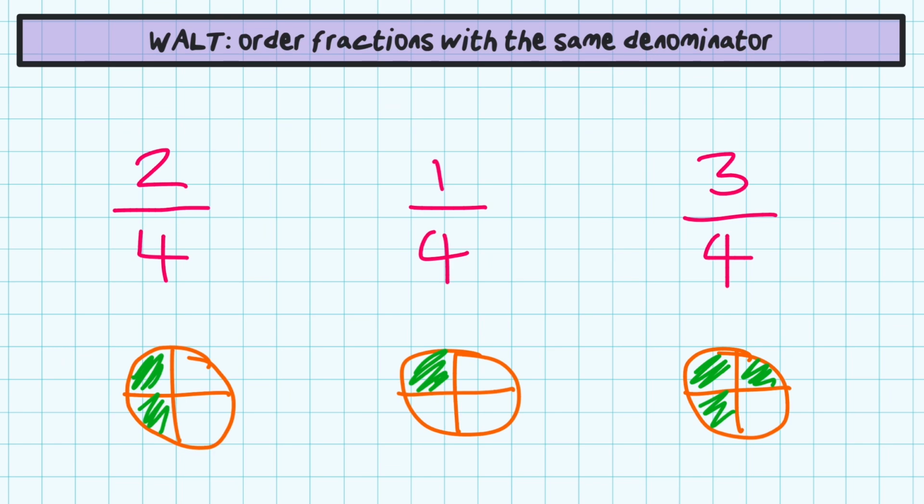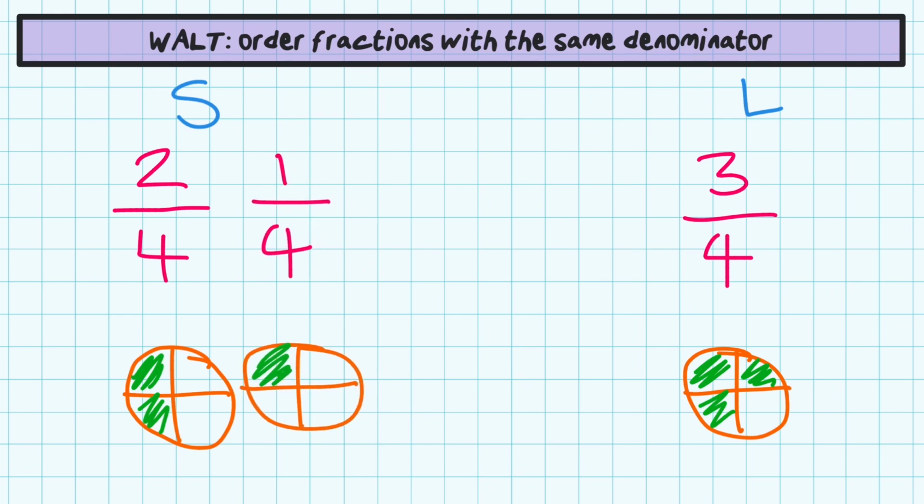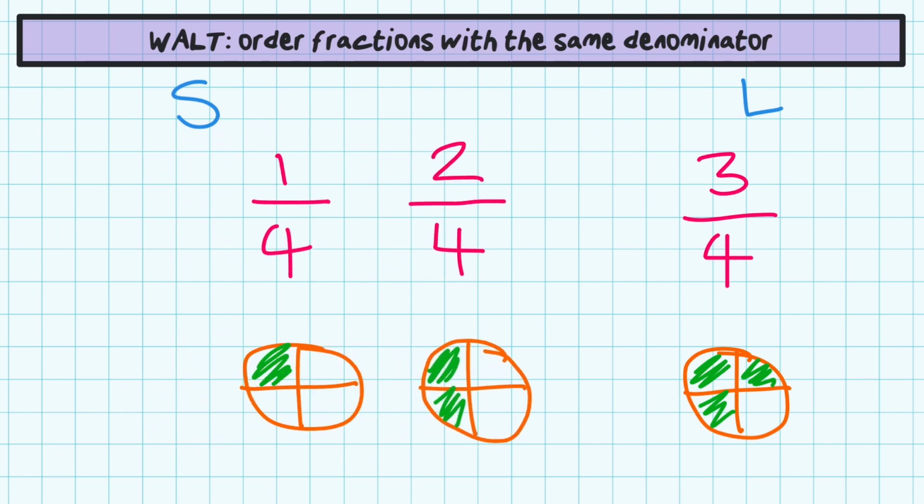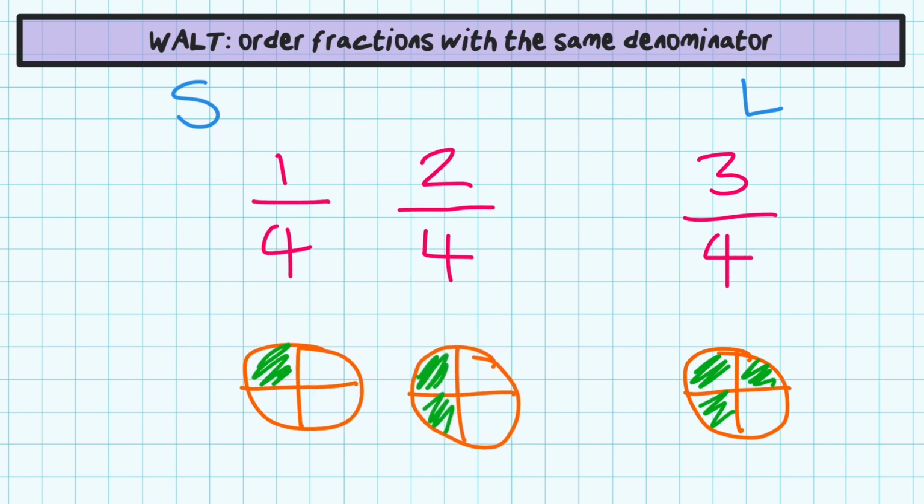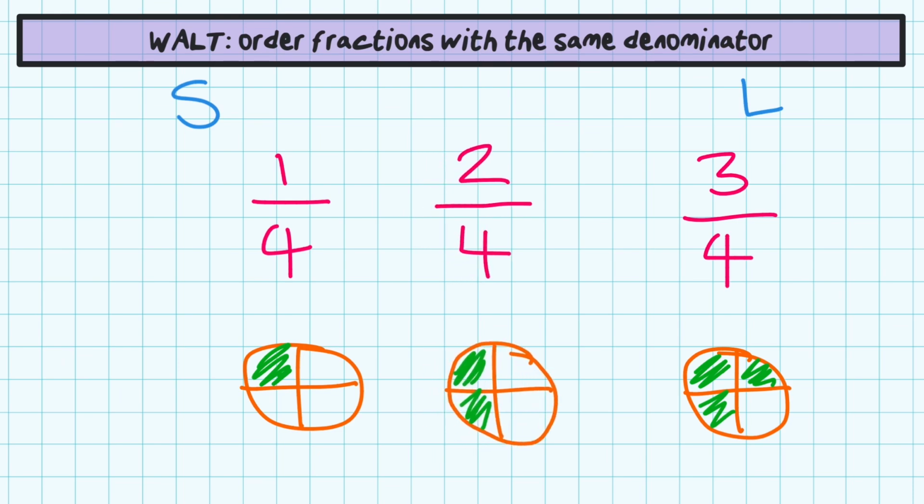Now, if we are going to order these fractions, which one is going to be the smallest and which one is going to be the largest? Well, in the middle here, we only have 1 piece coloured in, so that number is going to be our smallest. Our 2/4 over here is going to be our next biggest one, and that leaves 3/4 being our largest fraction of the bunch.